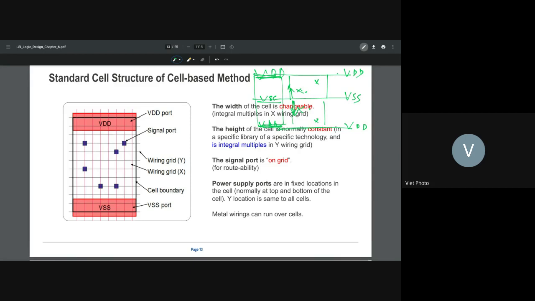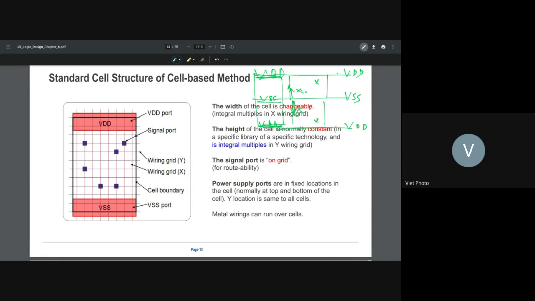And because the wire needs to be placed on this track, the signal port needs to be on the track, so that the route goes to the port and connects directly. If the signal port is not on the track, let's say it's in the middle here, then the wire going to the signal port will need extra metal to connect to it. It will be confusing and messy.